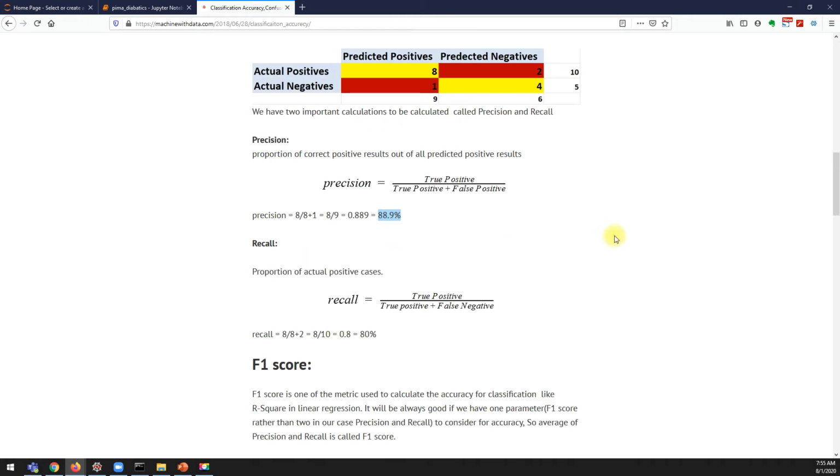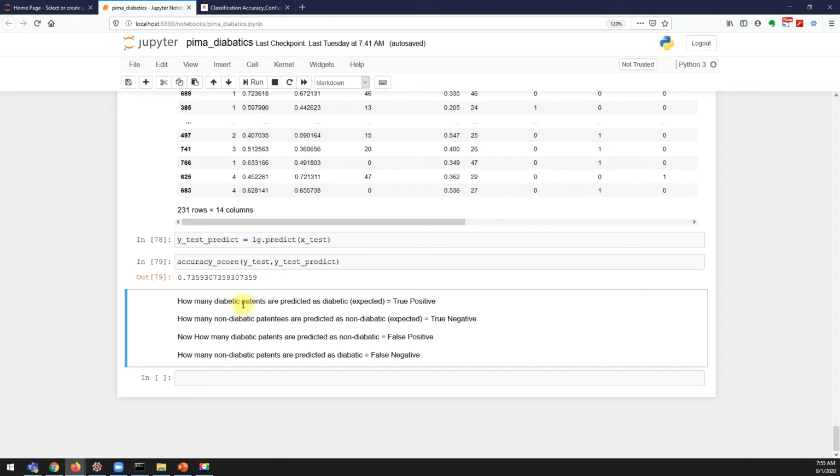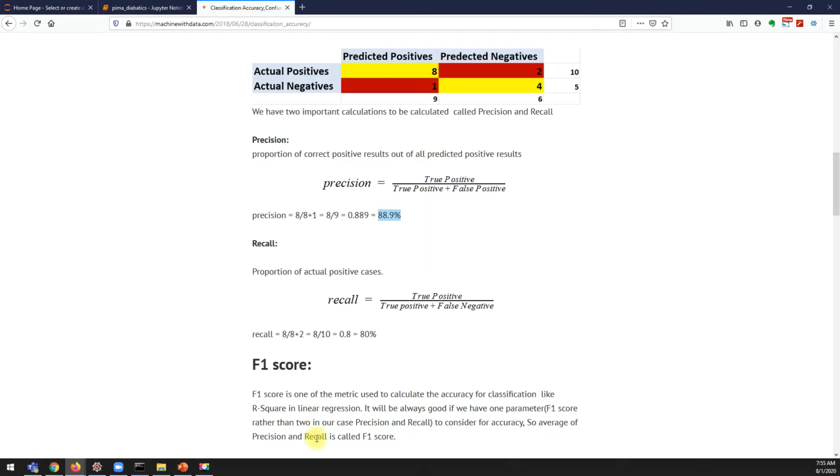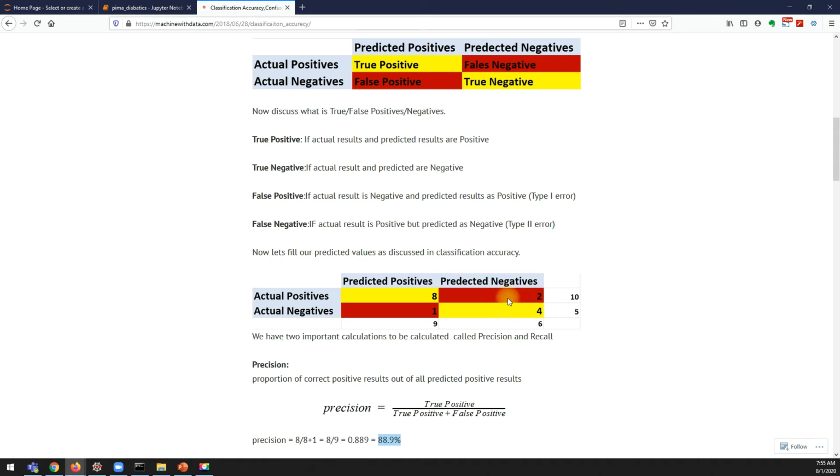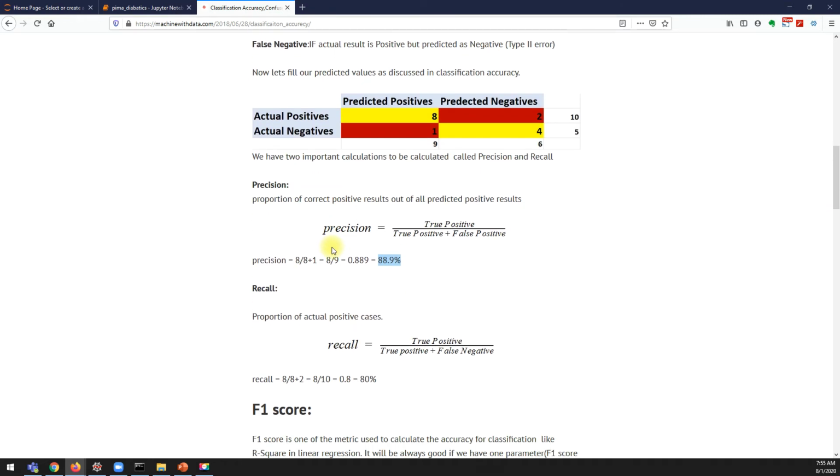And when you talk about the recall, it is our actual positive cases: how many diabetic patients are correctly predicted as diabetic. Which is called recall. Recall says a proportion of actual positive cases. That's why in the formula, in the numerator we have true positive, and in the denominator we have true positive plus false negative. What is false negative? It is actually a positive but predicted as a negative. False negative is supposed to be a positive.